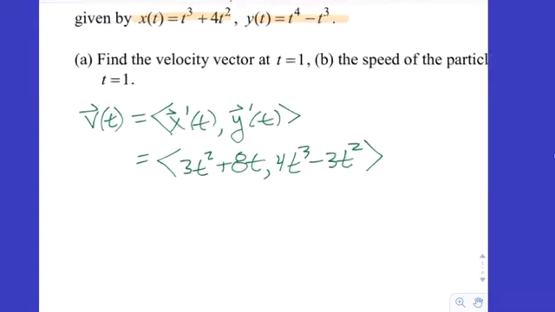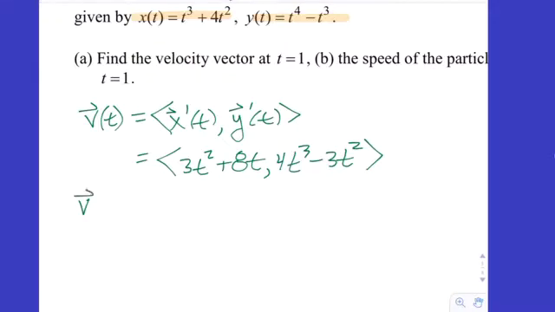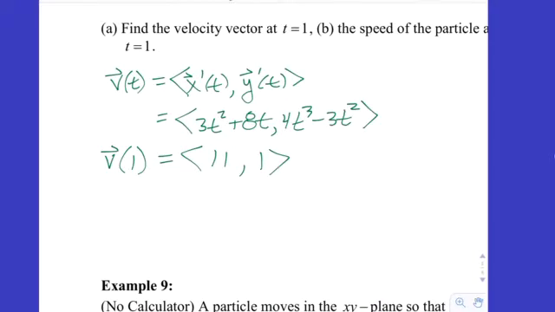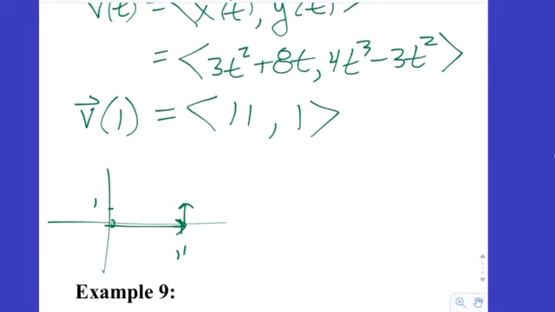And now, at 1, we can go back to function notation. The velocity vector evaluated at 1, we just plug it in. So 3 plus 8 is 11, and 4 minus 3 is 1. If you were interested in what that looked like, you can always draw your x and y axis, and you would go out 11 units and up 1 unit, and this would be your horizontal vector. I'll just draw it out here because it's already head to tail that way. That would be your vertical component vector.